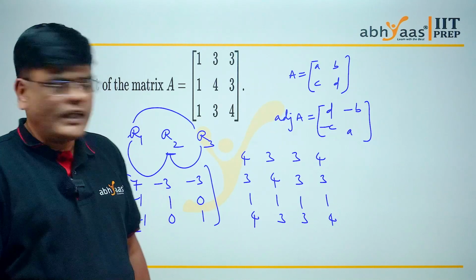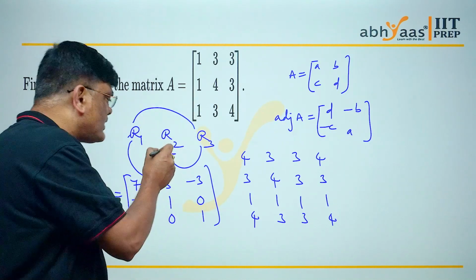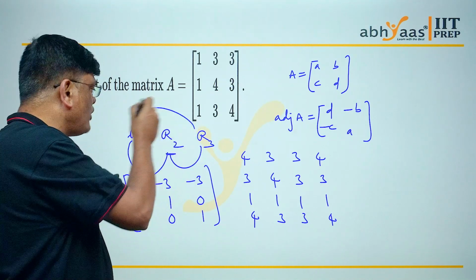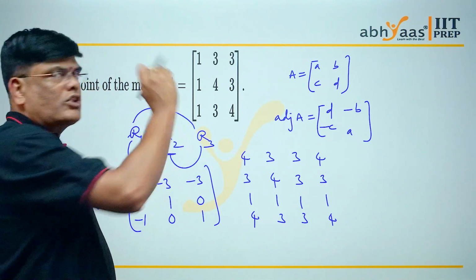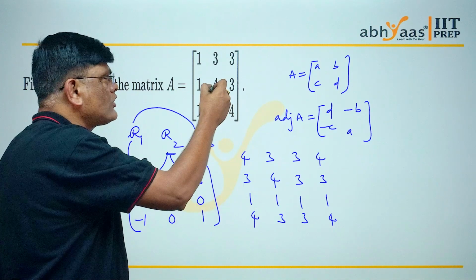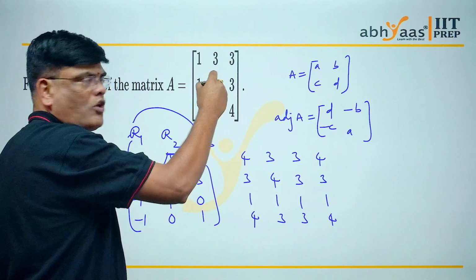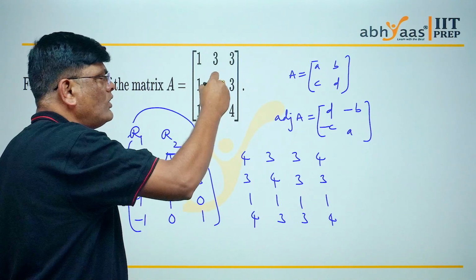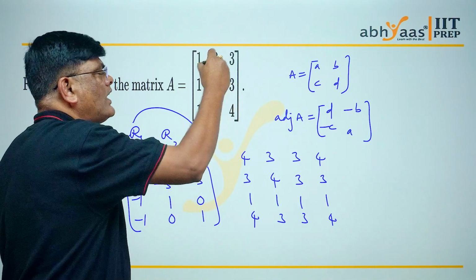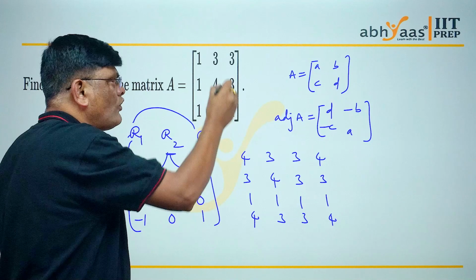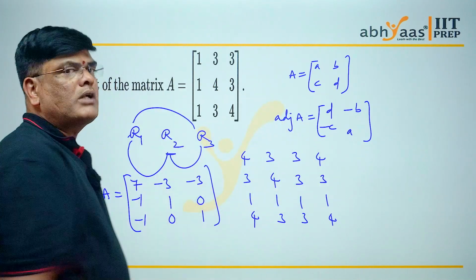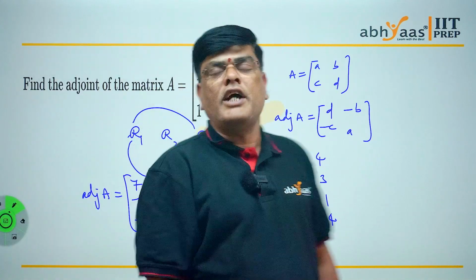Again I am repeating the main structure. First we start with R2, next we move to R3, next to R1, and from R1 again to R2. We have to write those elements column wise: 4, 3, 1, 4. Next R3: 3, 4, 1, 3. Next R1: 3, 3, 1, 3. Next again R2: 4, 3, 1, 4. After that, cross multiplication gives the adjoint of the given matrix.